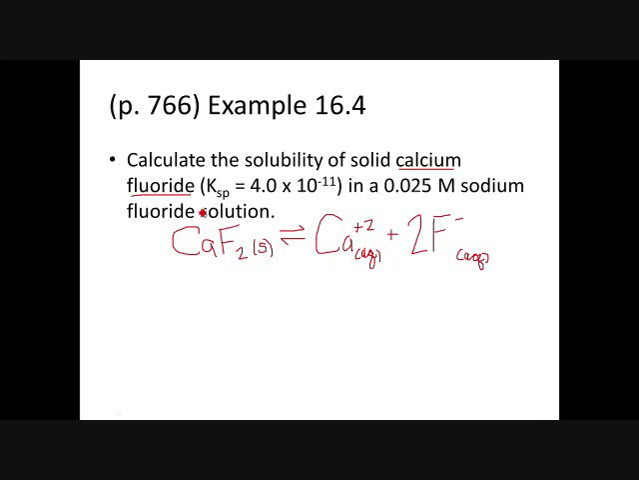Okay, now we're given the Ksp value and we want to calculate the solubility. So that means that we're going to solve for X in our ice chart. We want to know the concentration at equilibrium for our ions. So it's not solving for Ksp this time. So we need an actual ice chart, okay? And it's going to do some work for us.